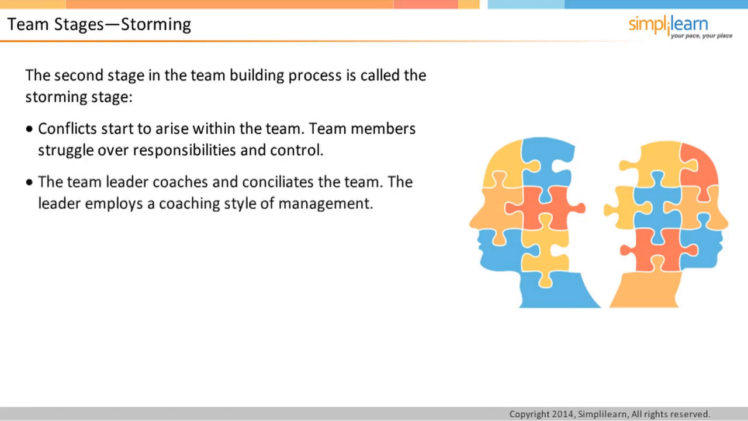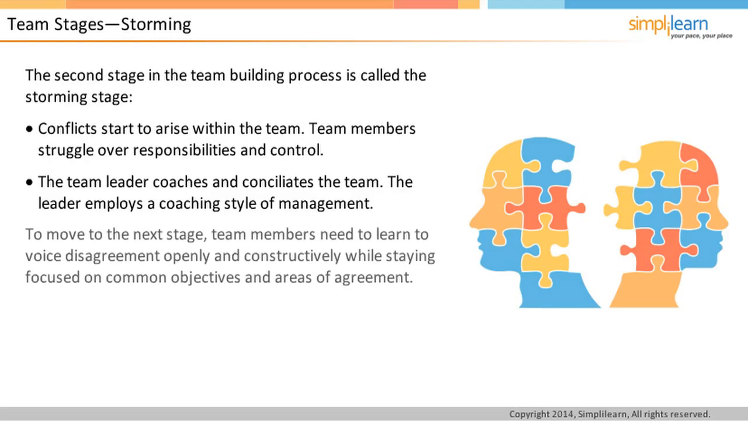The leader employs a coaching style of management, which is reflected through facilitating change, managing conflict, and mediating understanding between different parties. Towards the end of this phase, team members need to learn to voice disagreement openly and constructively, while staying focused on common objectives and areas of agreement. In the next screen, we will discuss the third stage, norming.